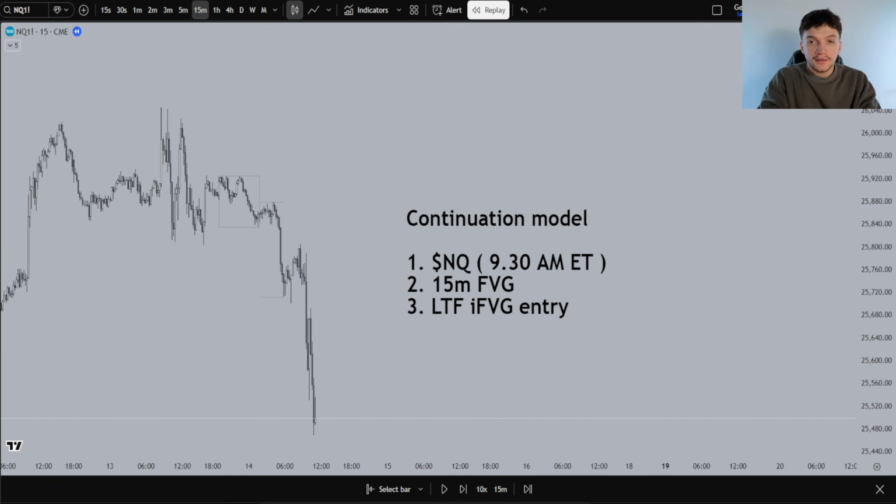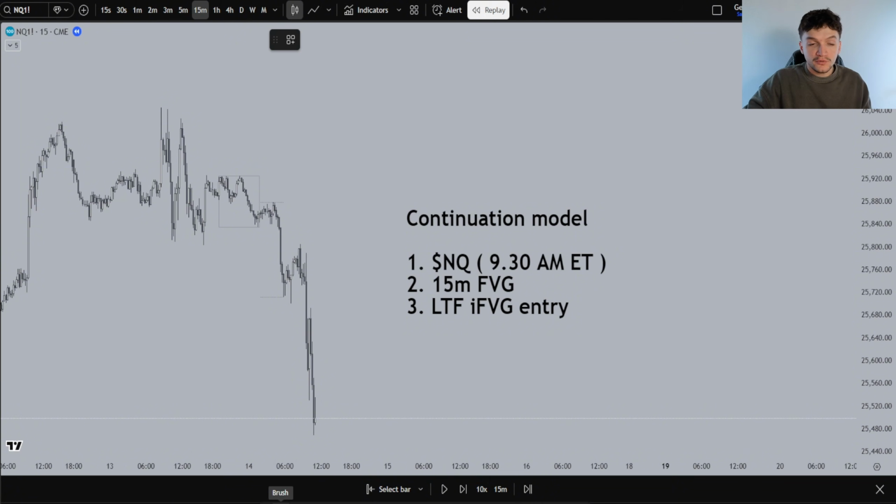I have been trading for 6 years now and I've tried every single model, but this model right here actually gave me the highest win rate. It's very simple, repeatable every single day, and this is the track record for the year of 2025, and as you can see, I didn't have a single losing month. Now let's drop straight into the video, and the model I'm talking about is the continuation model.